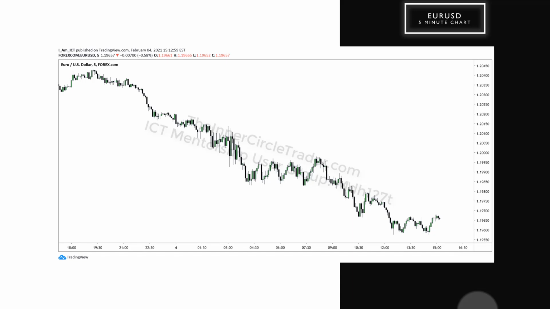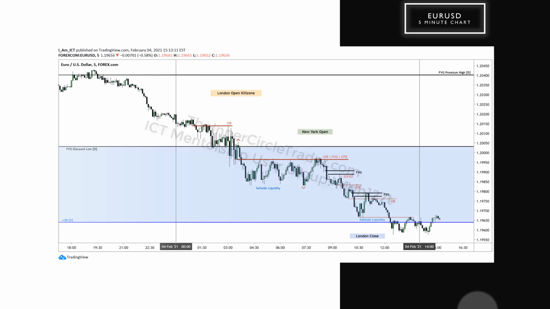All right, so here's the euro dollar for February 4th, 2021. Pause the video if you're not ready. All right, so we have midnight New York time, premium high, discount low of the fair value gap on the daily.